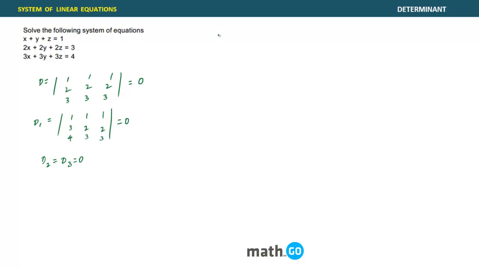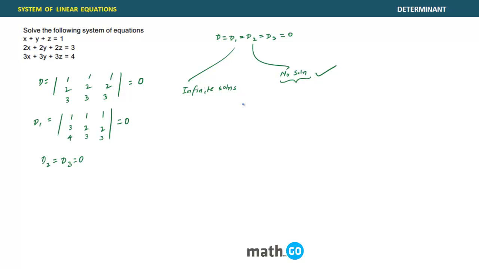So this is a case where all the four, d, d1, d2 and d3, are all equal to 0. Now I told you that this could have two cases. Either it could have infinite solutions, or this could have no solution also. The target in this particular problem is to teach you why this has no solution here. So how do you solve these kinds of questions when all of them are equal to 0?